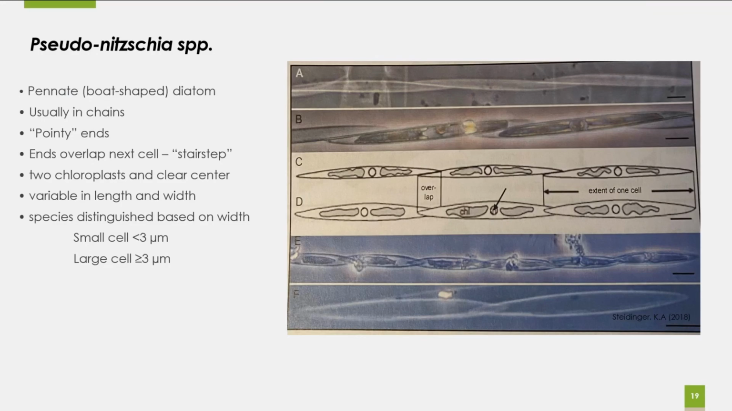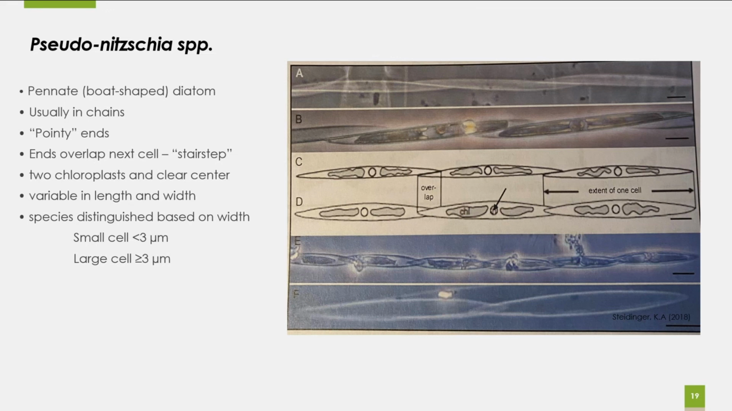So, okay, on to the last major tab, Pseudo-nitzschia, which can be relatively easy to identify. This is a pennate diatom, which is almost boat-shaped. These occur almost always in chains. You will see them in single cells, but they're very commonly in chains, usually in even numbers, like 6 or 8. They have pointy or truncated ends, and they overlap in a stair-step fashion, which you can see in this middle image.